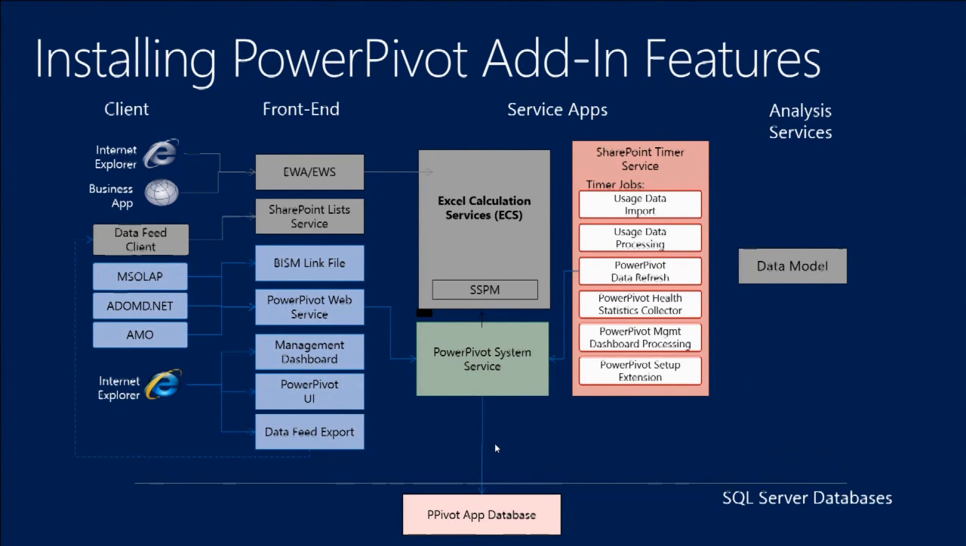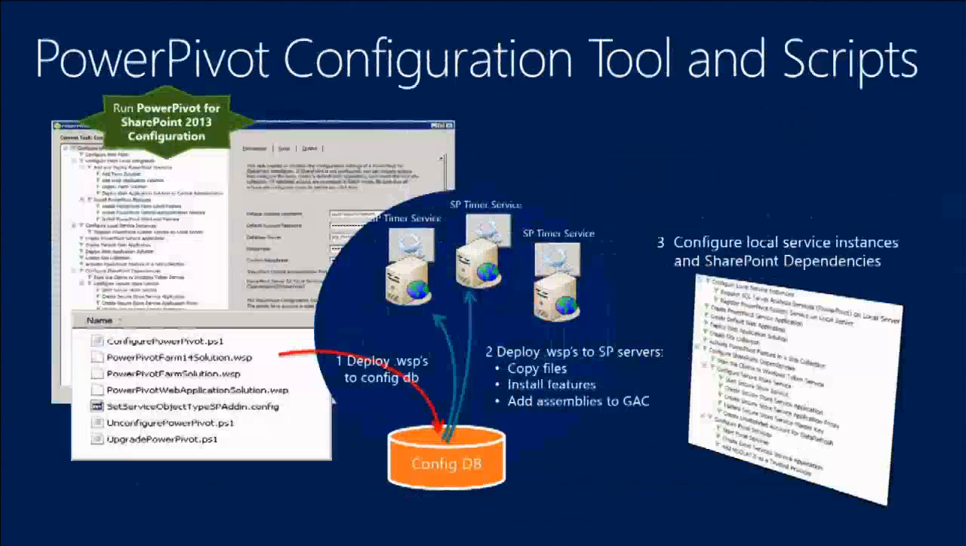We have our Power Pivot gallery, which we add. Still have our BISM link files and data feed support, a whole collection of timer jobs which we need to feed the data from the ULS log, the usage logs, into our service app DB and then in our management dashboard. And we create our service app DB, which we need to maintain the work queue for schedule data refresh. We changed that too. We made it more hacker friendly. I'll come to that in a moment.